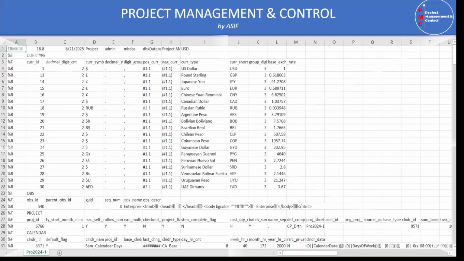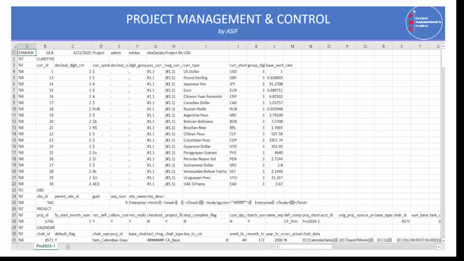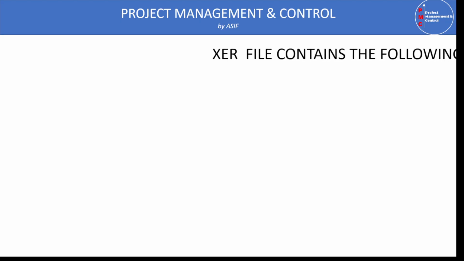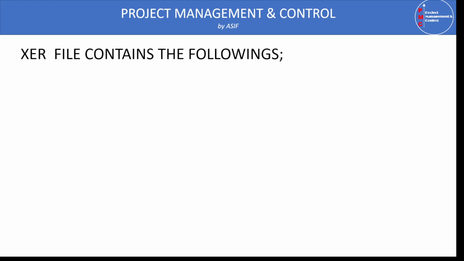If you see my screen, you can notice what the contents of the P6 XER file are. When you open the file, you can see what is on the screen now, and we see these details in Primavera P6 itself and in Excel itself. So I demonstrate that the XER file contains five types of data.